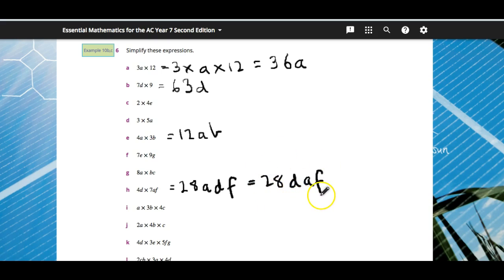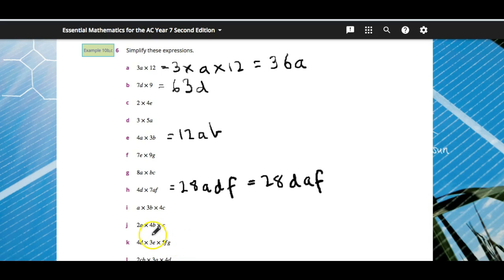And I want to emphasize that, because I don't think that you should ever be punished for writing it not in alphabetical order. This is just a nicer way of writing it, okay? So there's nothing different between these two. No, one is not right and the other one wrong. It's just a better way of writing it and how we kind of write it in maths. All right, let's do one more.